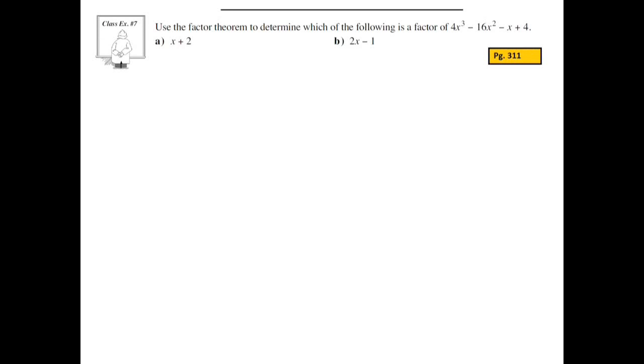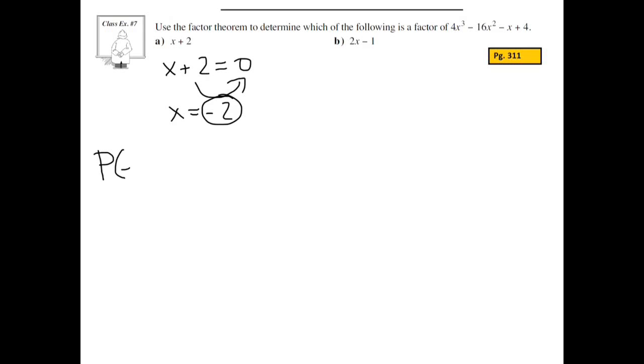So use the factor theorem to determine which of the following is a factor of 4x^3 minus 16x^2 minus x plus 4. Let's start off with x plus 2. Well, we need to solve what x is if we make it equal to 0. So just move that 2 over and we know that x is equal to negative 2. So that's what we're going to use.